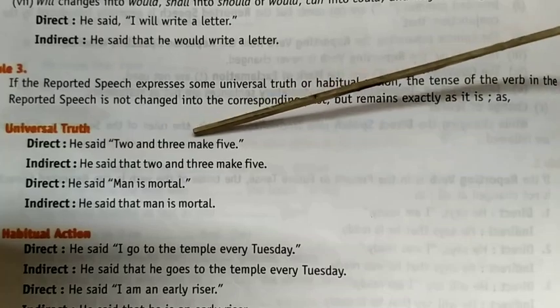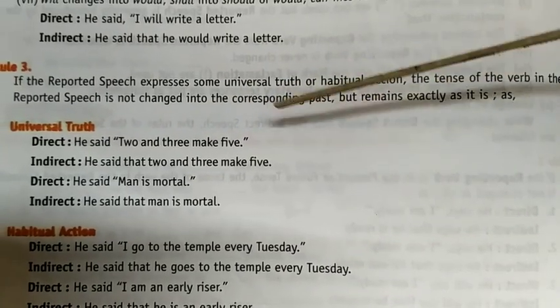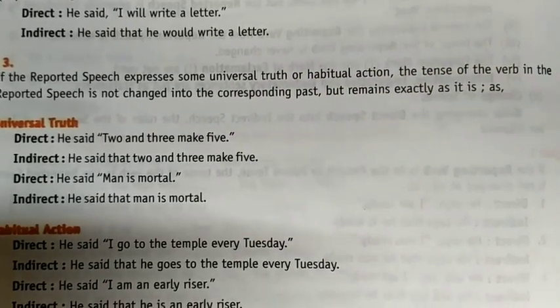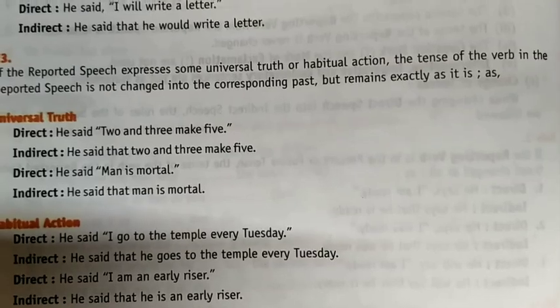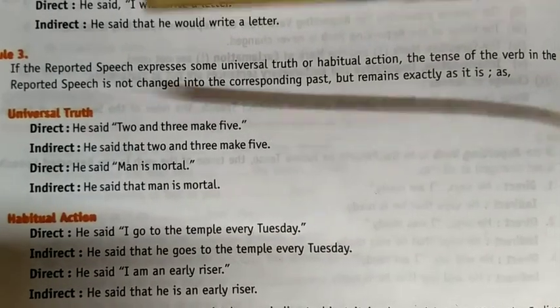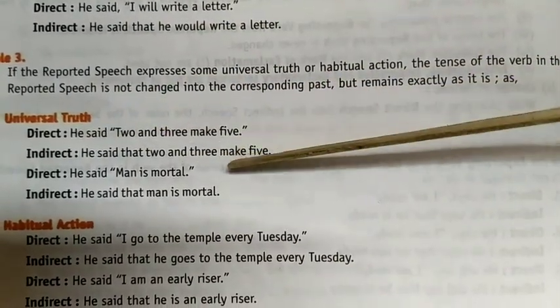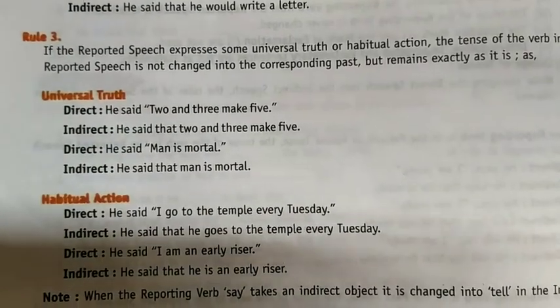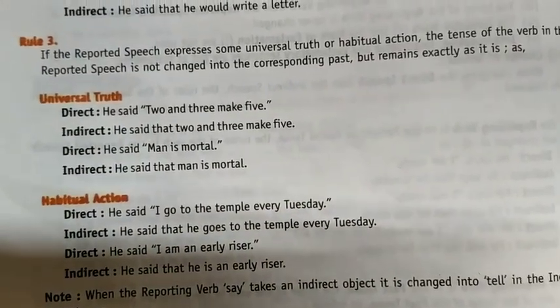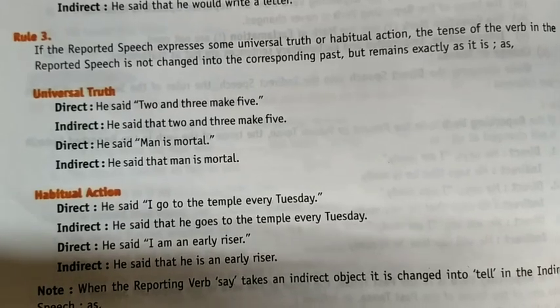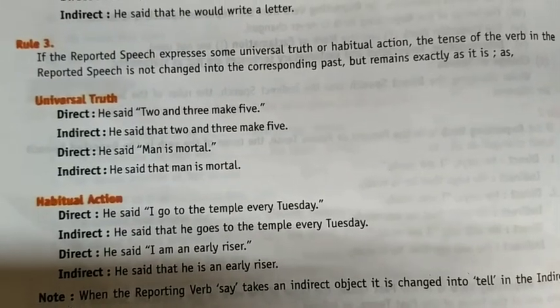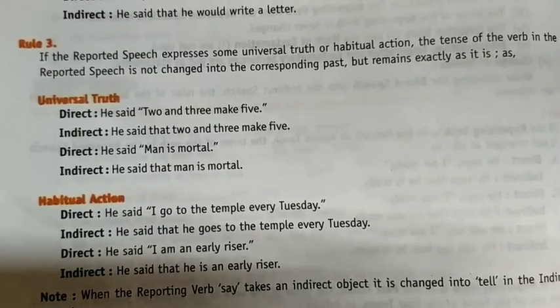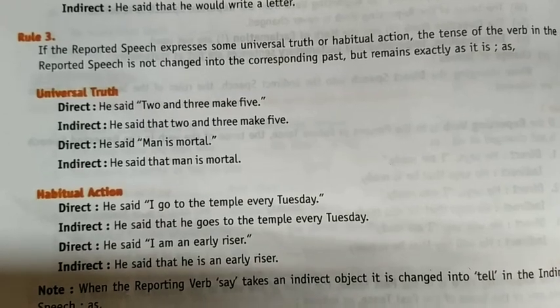Two and three make five. This is a fact, so it will not be changed into past. So he said that 2 and 3 make 5. He said man is mortal. He said that man is mortal. No need to make it as man was mortal. So man is mortal is correct.